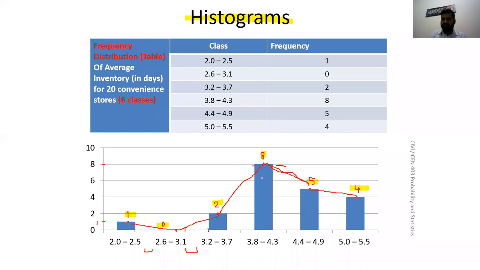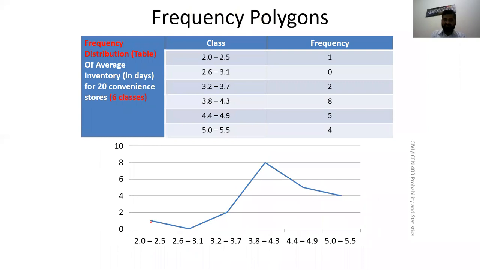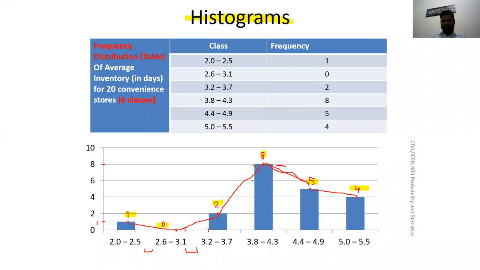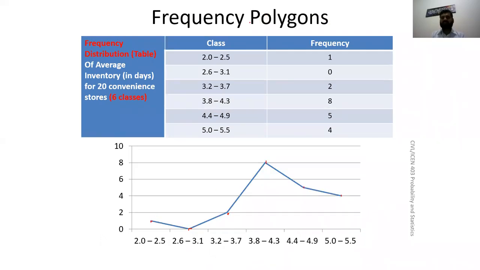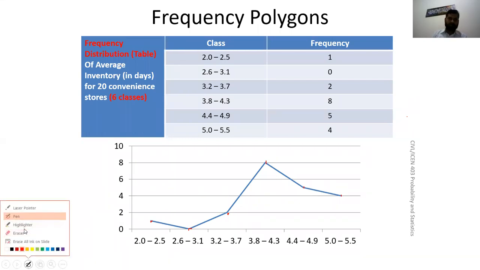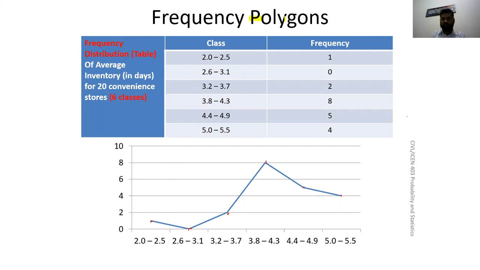Don't make bars. So if I just join, you see, I took these midpoints, 1, 0, 2, 8, 5, and 4. These are the midpoints of the top of each bar. If I join them with straight lines, this is called a frequency polygon. So from a histogram, you can easily make polygons, that's not a problem.